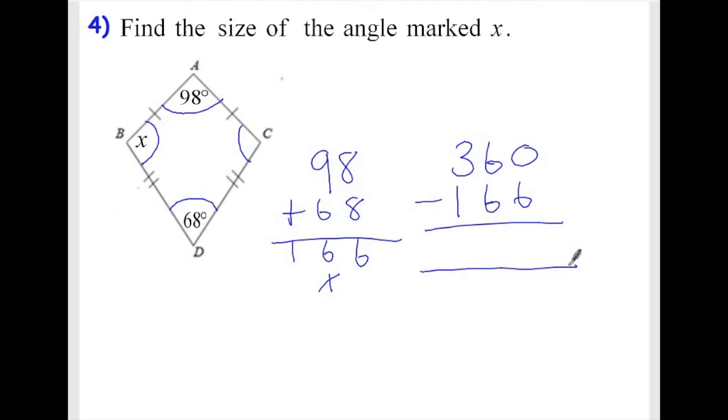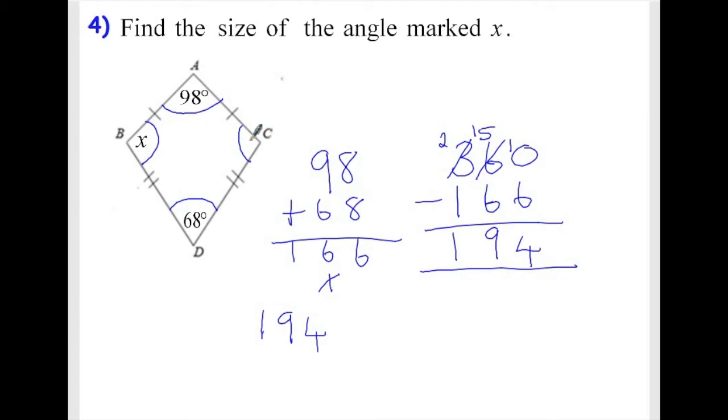remaining. 0 take away 6 we can't do, so we need to borrow from the 6, which becomes 5. 10 take away 6 is 4. 5 take away 6, again we can't do that, so we borrow from the 3, which becomes 2. 15 take away 6 is 9. 2 take away 1 is 1. We are left with 194 degrees for these 2 angles.